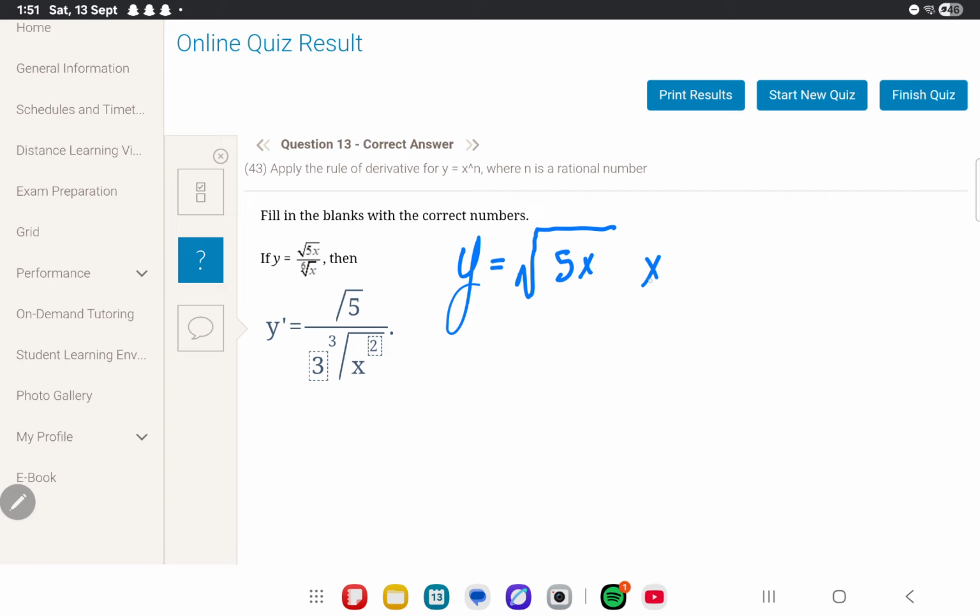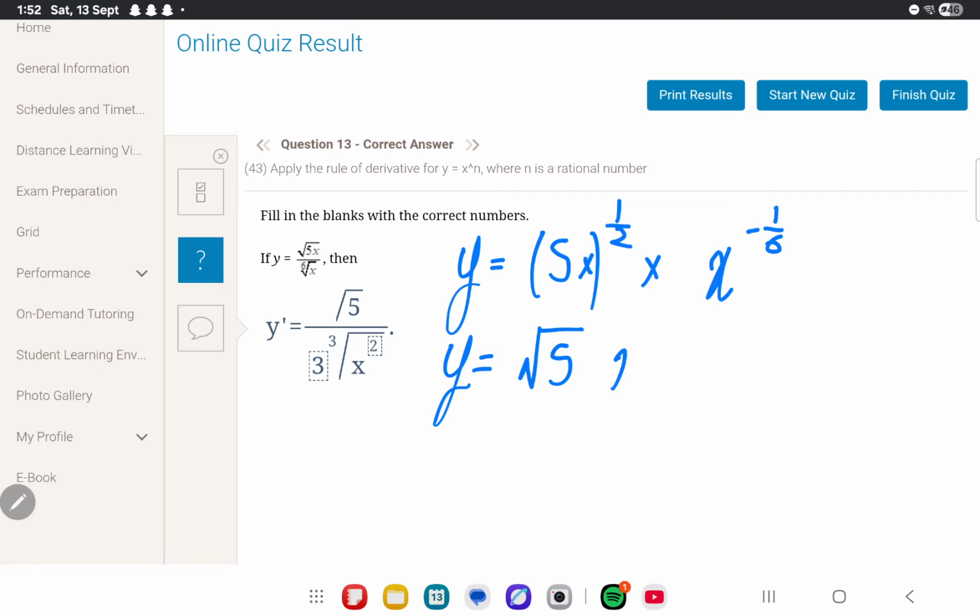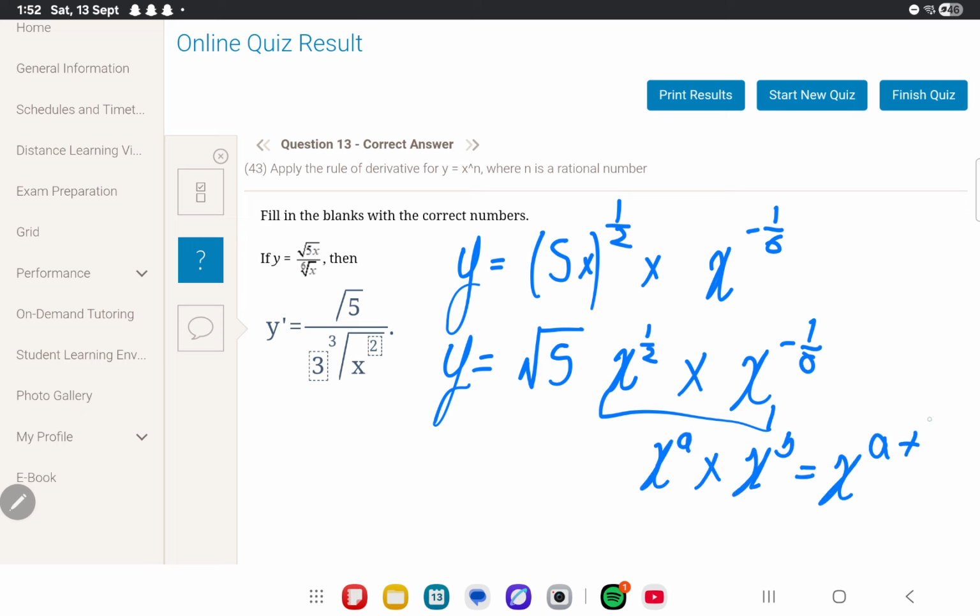So 5x times, as a simplification, x to the power of negative 1 over 6. Okay, so this is actually going to be radical 5 times x to the power of 1 over 2. So y is going to equal radical 5 times x to the power of 1 over 2. Why? Because I also have x to the power of negative 1 over 6. These two are the same base. I can add the exponents when I have multiplication. Remember, x to the power of a into x to the power of b equals x to the power of a plus b, right?